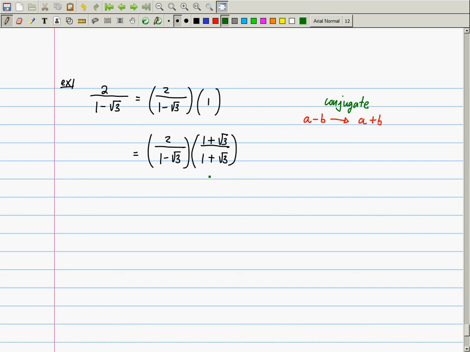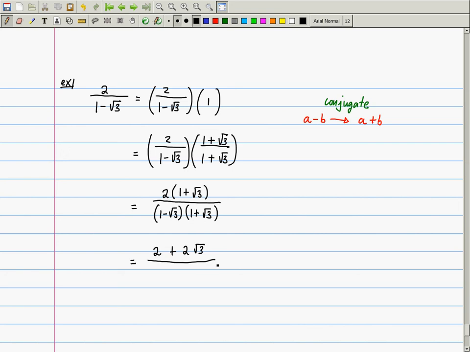Now let's see why that choice is the right choice. Now that we know the name for what we did, let's see why it's the right choice. In the numerator, you'll get 2 multiplied by 1 plus the square root of 3. And in the denominator, you get 1 minus the square root of 3 multiplied by 1 plus the square root of 3. My claim is that this is going to be really nice when it happens. In the numerator, 2 plus 2 square root 3.